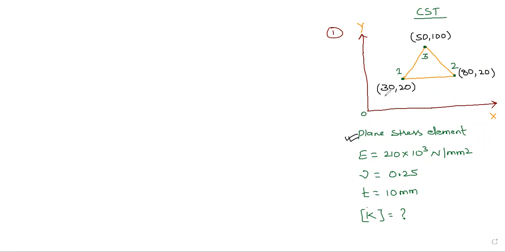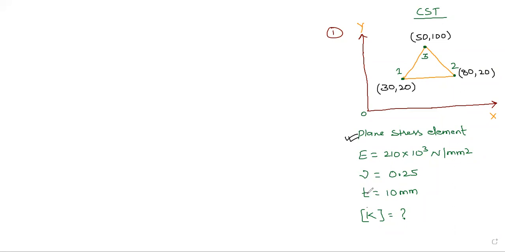The coordinates are given x1, y1, x2, y2, and x3, y3. E value, Young's modulus value is given 210 into 10 to the power 3 Newton per mm square. Nu value is given 0.25. Nu value is nothing, your Poisson's ratio. T is given, that is thickness is given 10 mm.